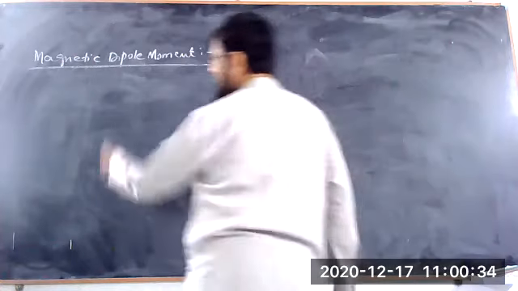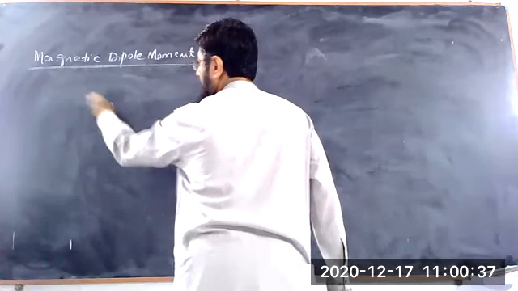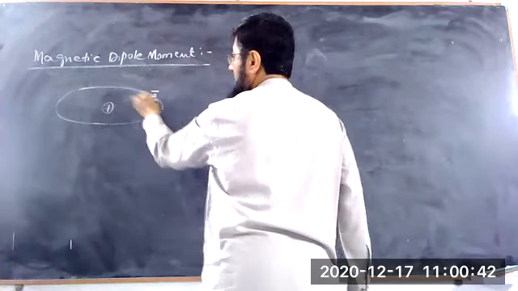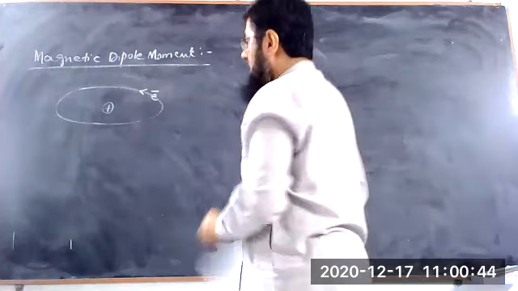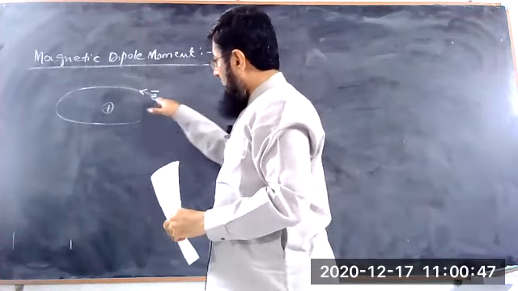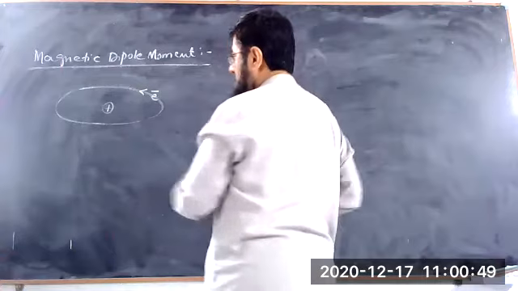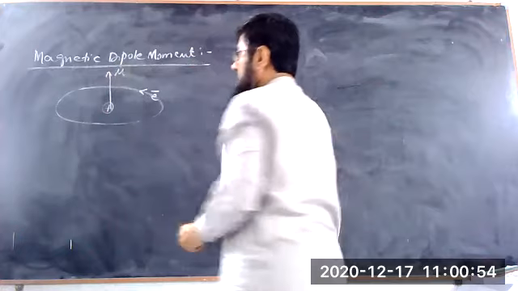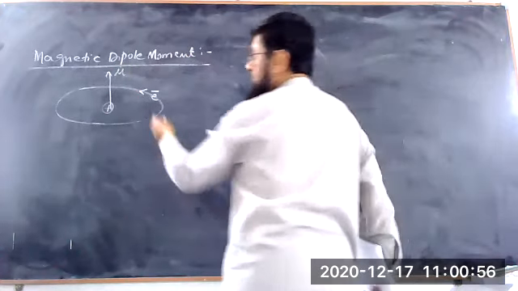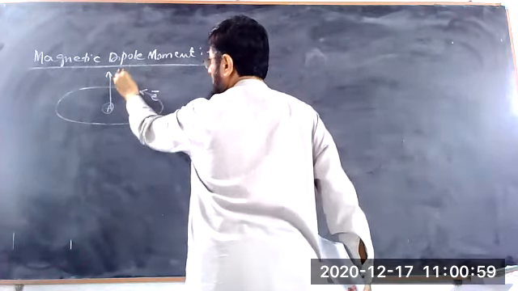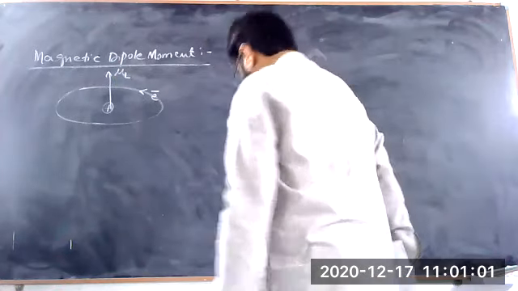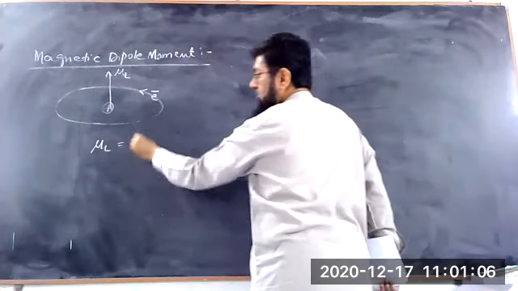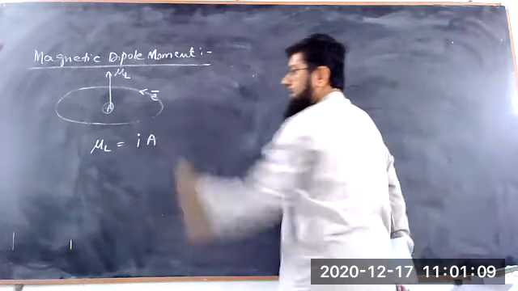First, say this is the nucleus and this is the electron which is orbiting around the nucleus. The electron is orbiting in this direction, counterclockwise, and it generates a magnetic moment whose direction is upward. This magnetic moment is due to its orbital motion, so we call it mu L. This mu L magnetic dipole moment is equal to the current times the area of the loop.